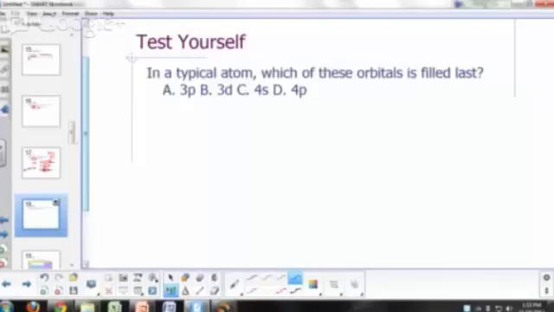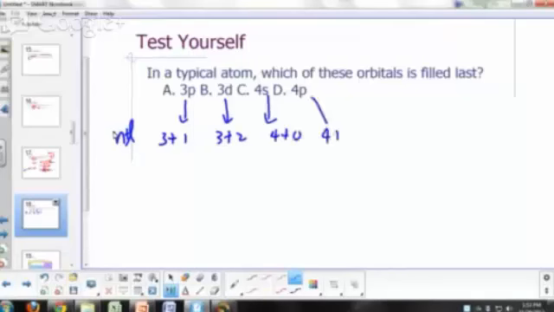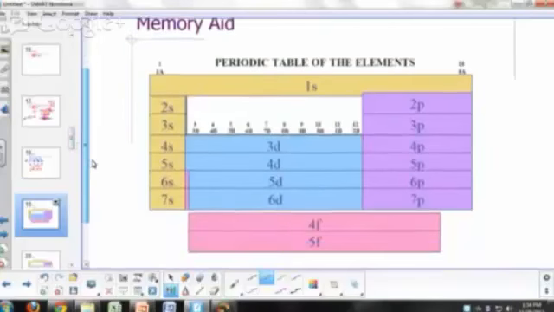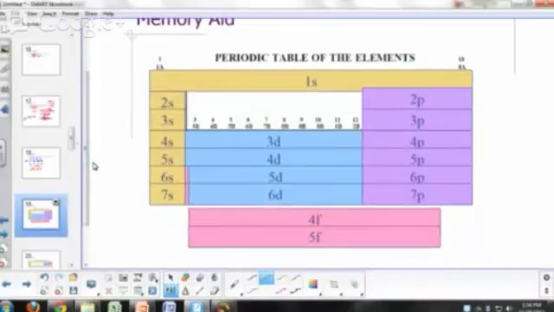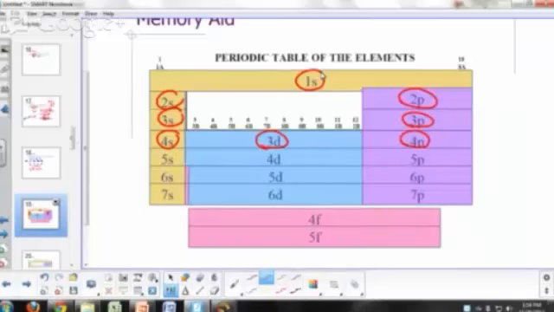Okay, let's look at our n plus L. This is 3 plus 1, 3 plus 2, 4 plus 0, 4 plus 1. So that's 4, 5, 4, 5. So we have to break the tie between 3p and 4s. Which one goes first? 3p first, and then 4s. There's a mnemonic, a memory aid that you can use based on the periodic table. The sequence that the orbitals are filled would be 1s first, and then 2s, 2p, 3s, 3p, and then 4s. After the 4s, it's 3d, and then 4p, 5s, 4d, 5p, and so on.